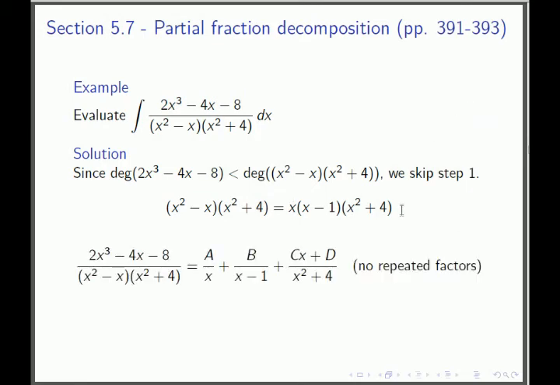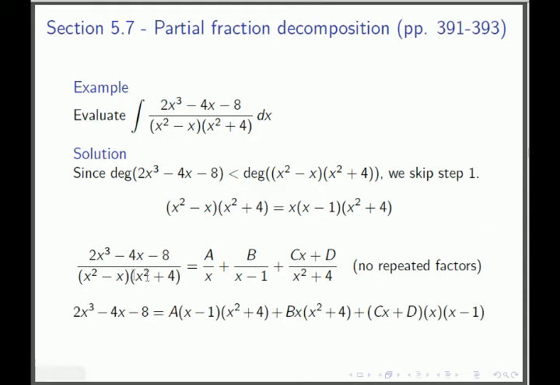So each of these factors has multiplicity 1, and I have 2 linear factors and 1 irreducible quadratic factor. So for the linear factor x, I have this term, a over x. For the linear factor x minus 1, I have b over x minus 1. And then for the irreducible quadratic factor here, I have cx plus d over x squared plus 4. There aren't any repeated factors, which is why I only have one term appearing for x, only one term appearing for x minus 1, and only one term appearing for x squared plus 4.